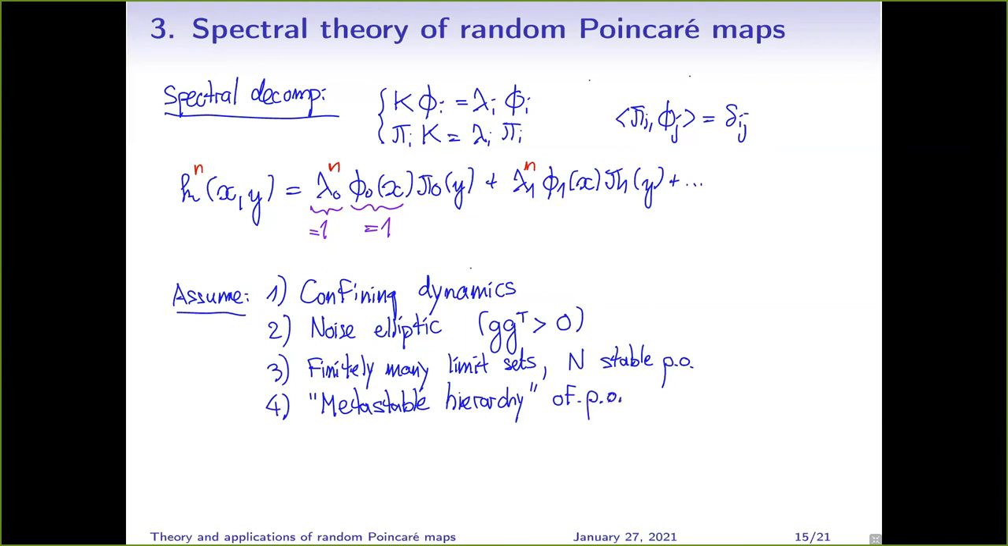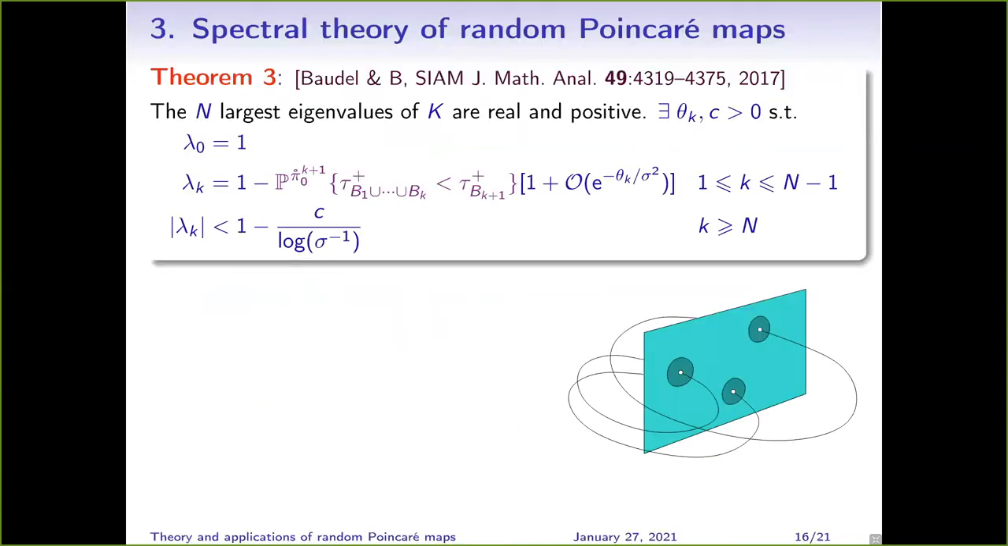Right, so under this type of conditions, here's the result we get. The n largest eigenvalues of k are real and positive, which is not obvious, that they are real in particular. And they are given by the following expressions here. So lambda naught is 1, and the n minus 1 next eigenvalues are given by these very precise expressions. And they are actually close to 1. And all subsequent eigenvalues are smaller, so they are bounded away from 1.